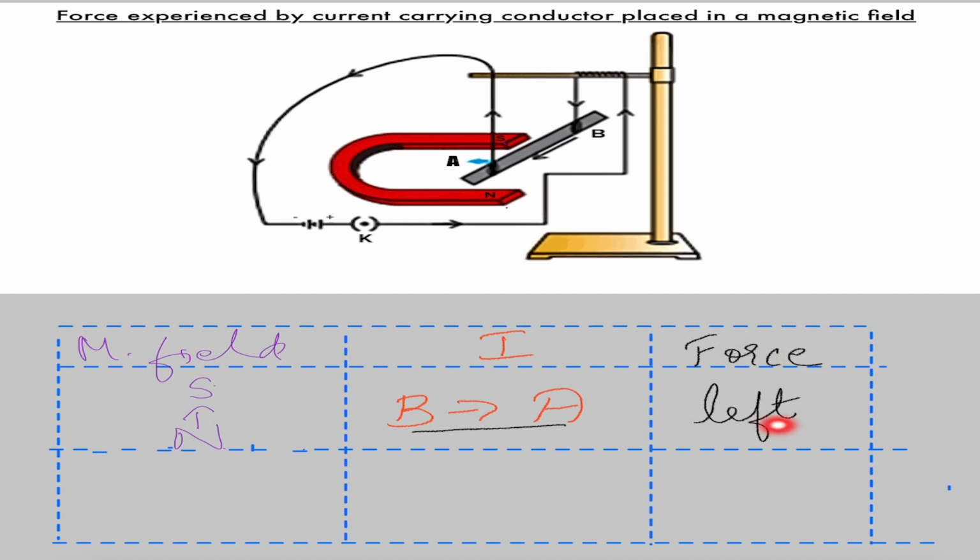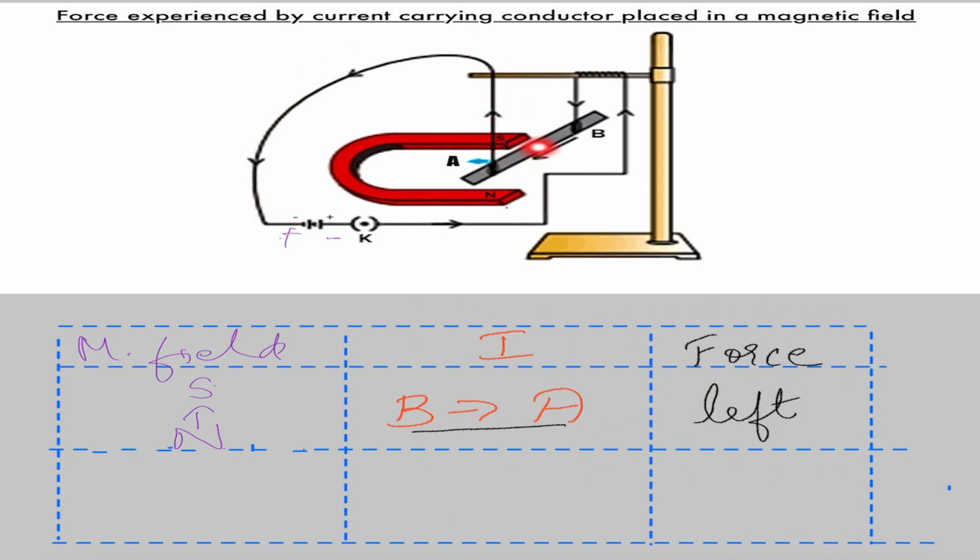Now coming to the direction of force, it is going to move towards the left. Coming to the second trial. Now, in the second trial, we are going to interchange the positive and negative terminals of the battery. Hence, what happens? The direction of current also changes. So, it flows from positive to the negative terminal.